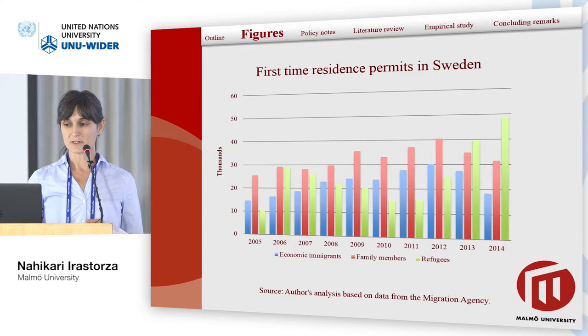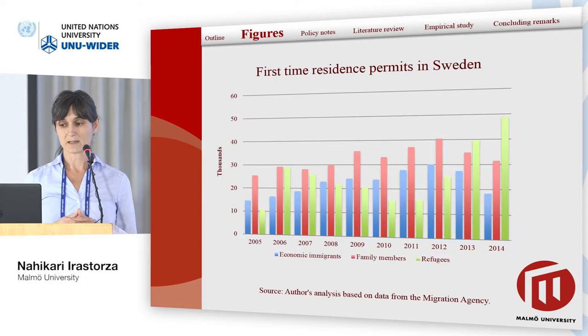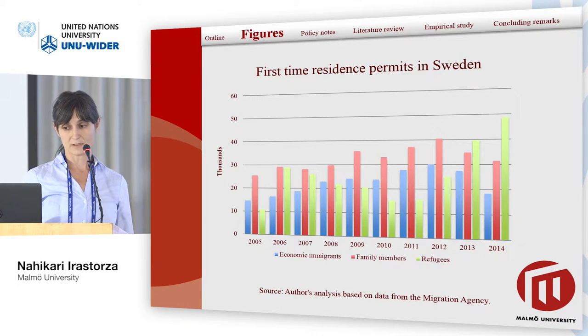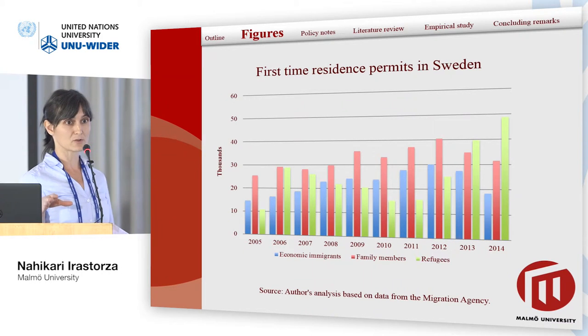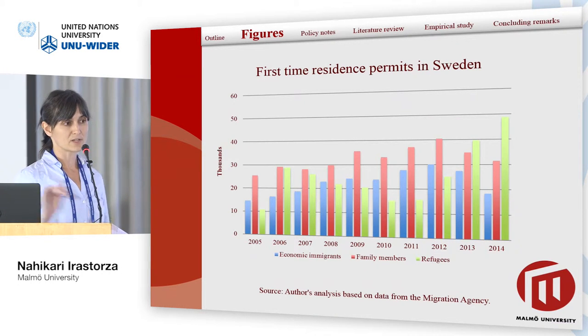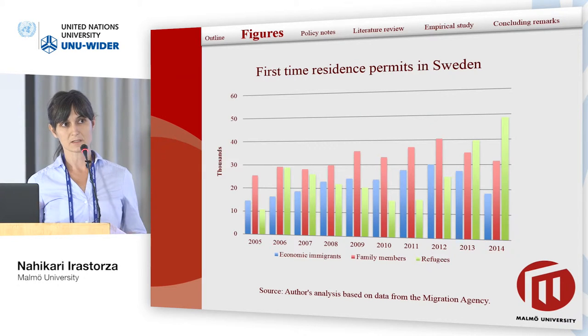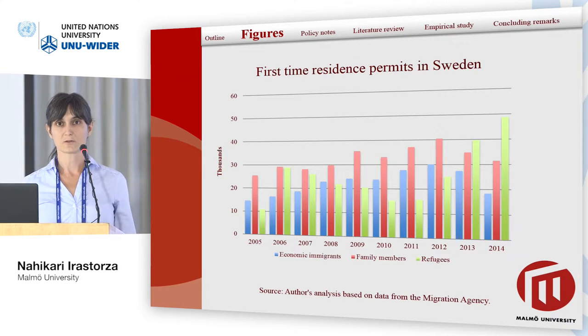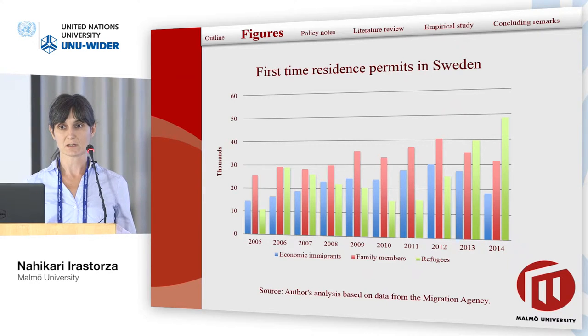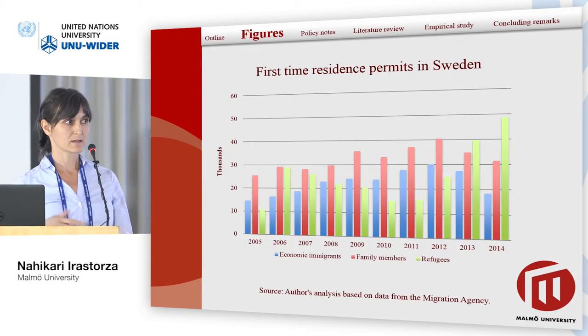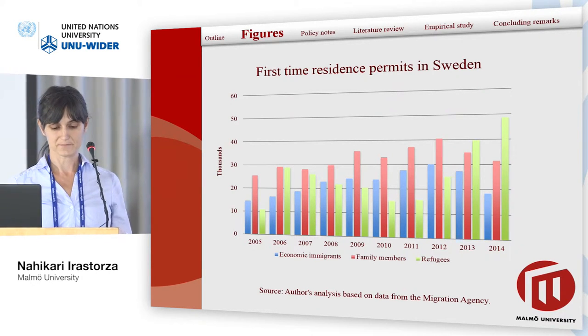The last few years also reflect the Syrian refugee arrivals. But as you can see, the number of refugees has big differences depending on the year, and it's not a continuous increase. And these differences reflect also conflicts in immigrant origin countries like Iran, Iraq, Afghanistan, and previously in the 90s, former Yugoslavian countries.